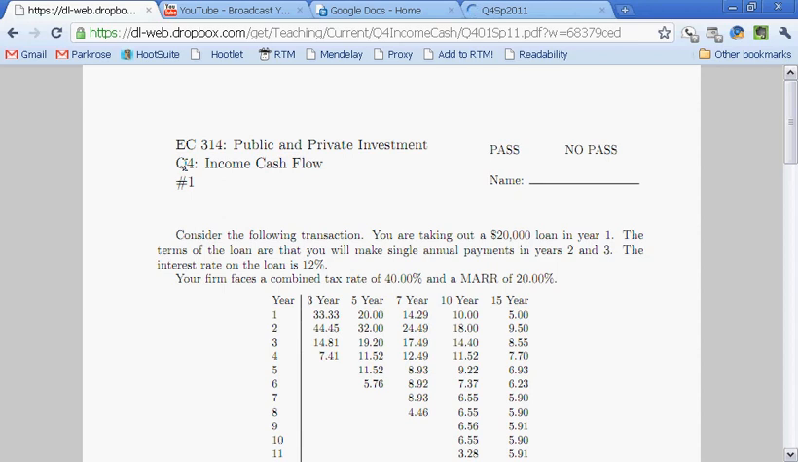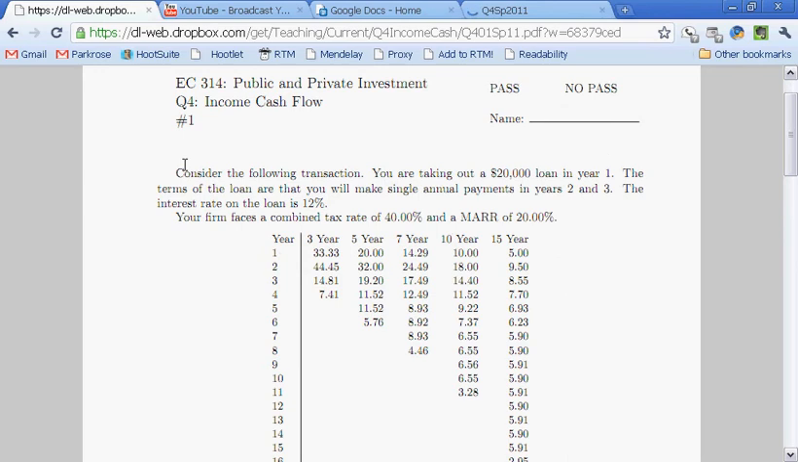Hi, I'm going to create a quick explainer for question number 4, version 1 in spring of 2011. And this is the income and cash flow statement one. These are supposed to be some fairly easy income and cash flow statement problems that you can easily do on a piece of paper in a relatively small amount of time.